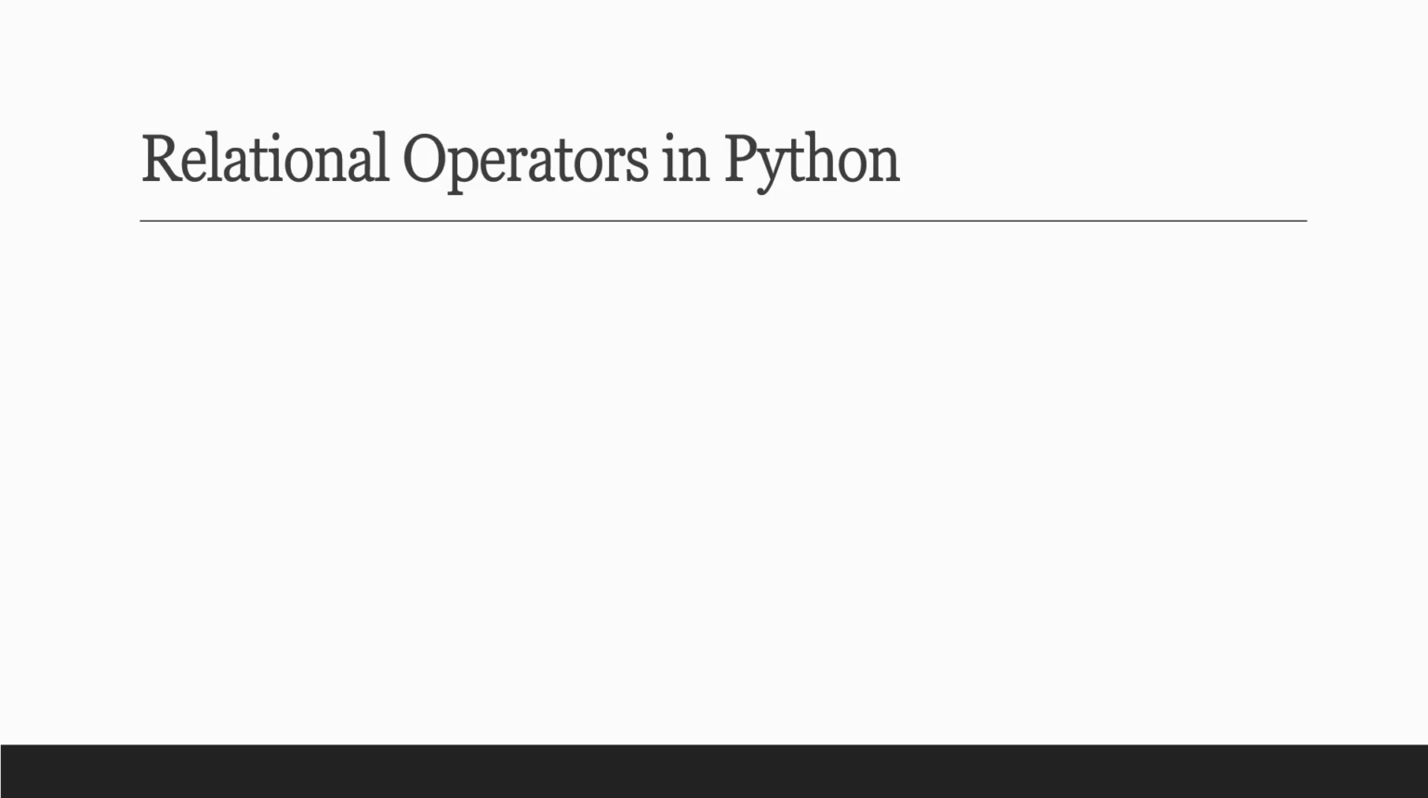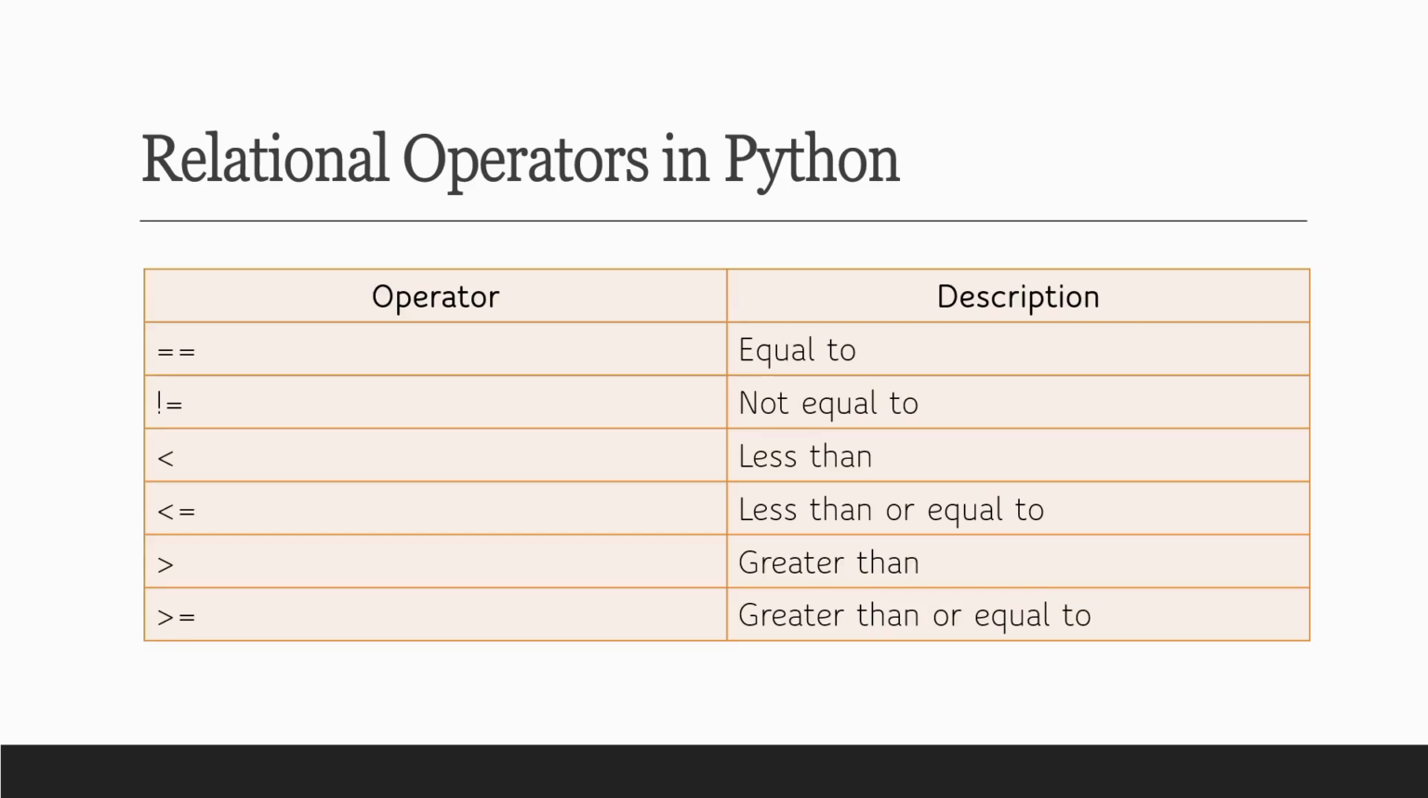In this slide, we are looking at the relational operators used in Python. Relational operators are used to compare two values. When we compare values using these operators, the result is always either true or false. Let us understand each operator one by one. The double equal to operator is used to check whether two values are equal. If both values are the same, the result is true. Otherwise, it is false. The not equal to operator is used to check whether two values are different.